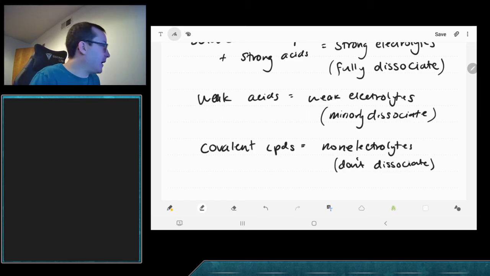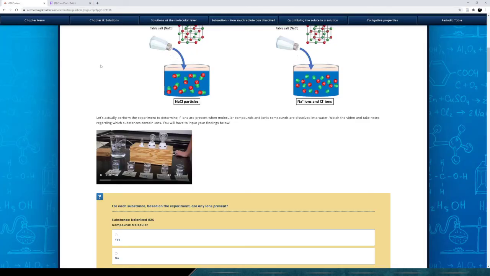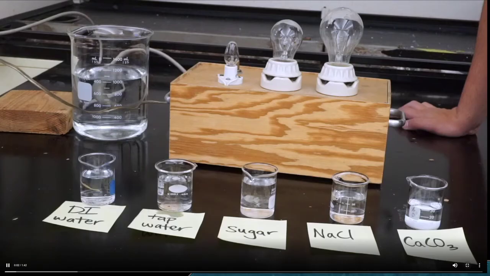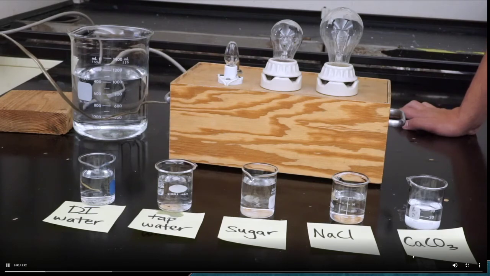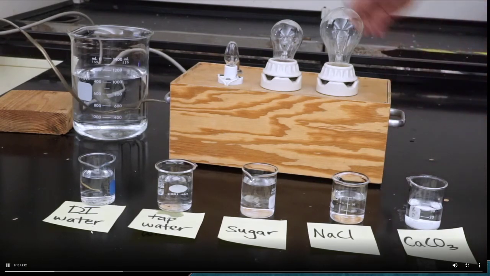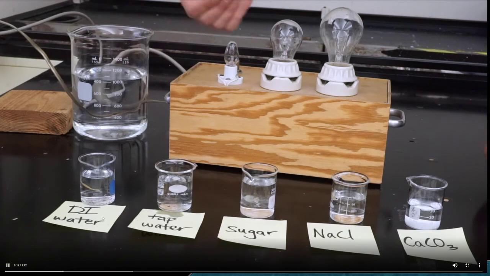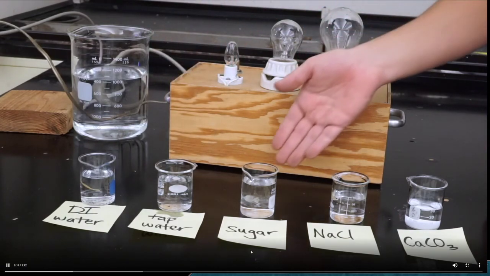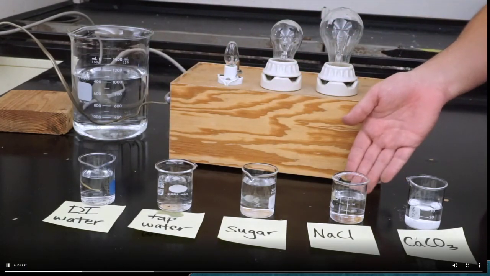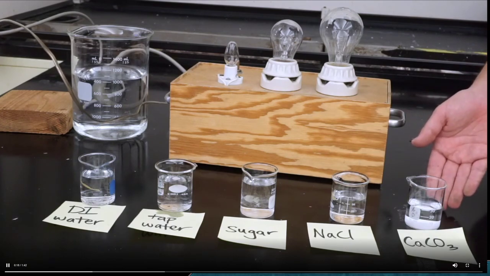So I said I would start with a video. Let's see if that's the right one. Yes. Okay. So we're not going to be able to hear the sound necessarily. You can see it in the textbook. We're basically passing an electrode through various solutions that you can see here. Here they are: deionized water, tap water, sugar, salt, and calcium carbonate.